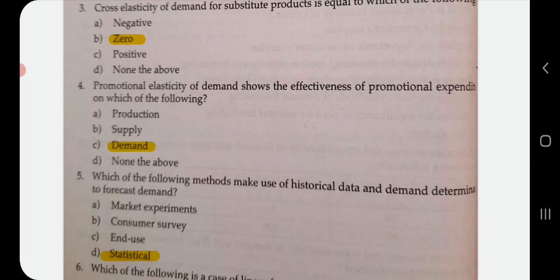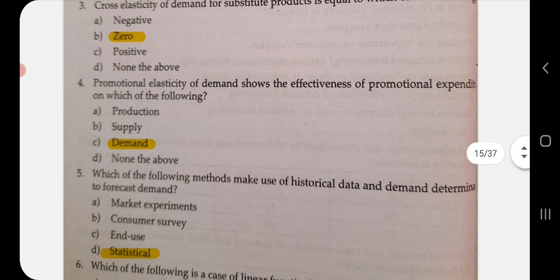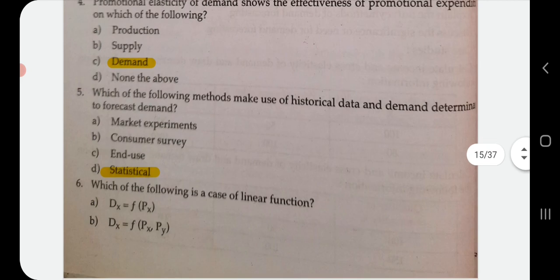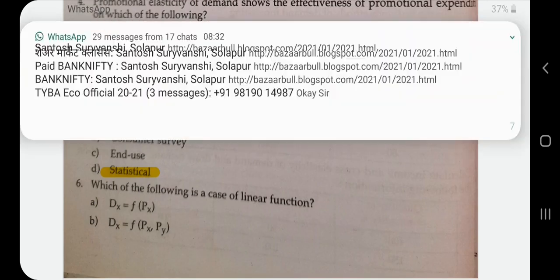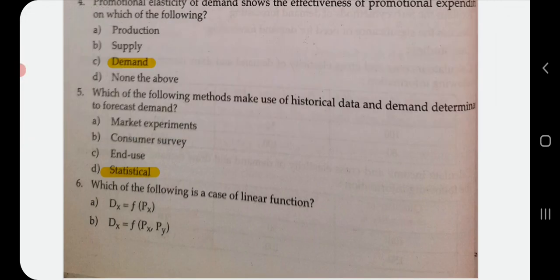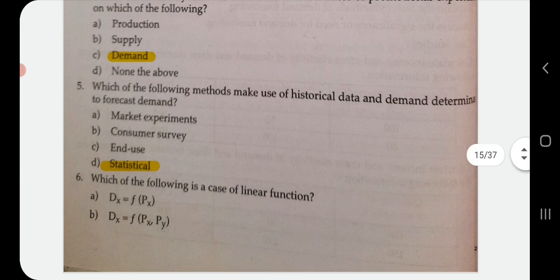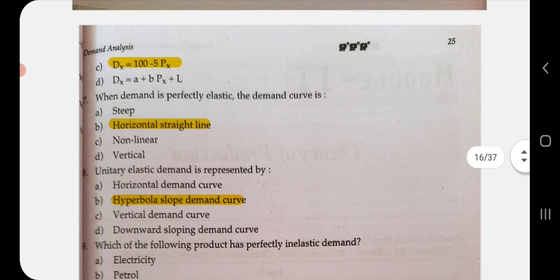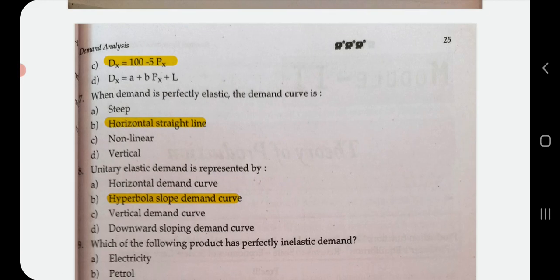Fifth question, which of the following methods make a use of historical data and demand determinants to forecast the demand? And the answer is statistical data. In that we use the historical data and the demand determinants to forecast the demand. Seventh question, when the demand is perfectly elastic, the demand curve is? The answer is B, horizontal straight line.